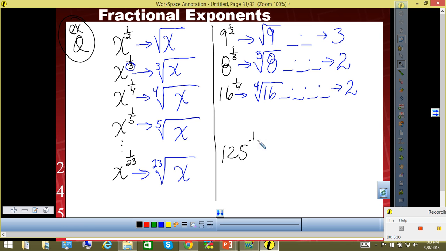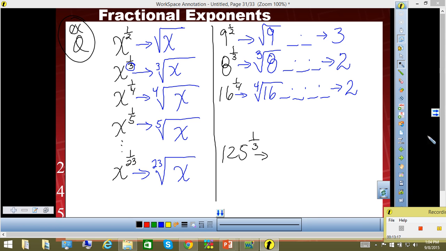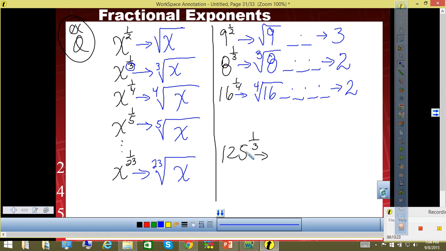125 to the 1/3 power. Copy that and do that by yourself. Go. Very good. 125 to the 1/3 power becomes cube root of 125, which means what number times itself 3 times gives me 125? 5. Hands up if you got that.